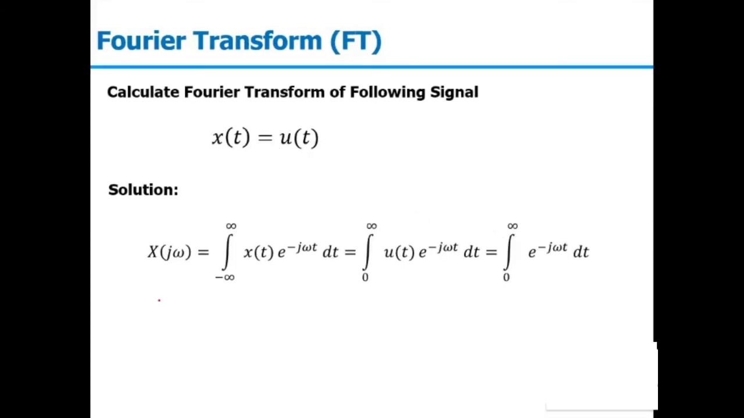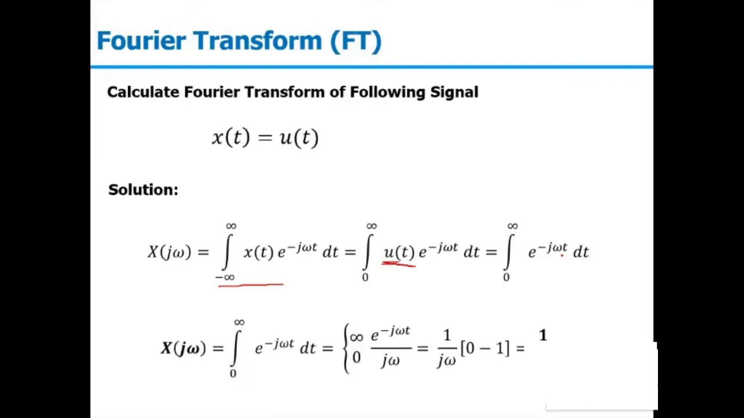The second example, x(t) equal to u(t). We will again use the same formula, and x(t) will be equal to u(t). Since we are using u(t), the integration limit will be from 0 to infinity, and for this range u(t) will be 1. Integration of e^(-jωt) dt. We will solve the integration and this comes to be 1 upon jω. So we have u(t) in the time domain, and the corresponding Fourier transform will be 1 upon jω.